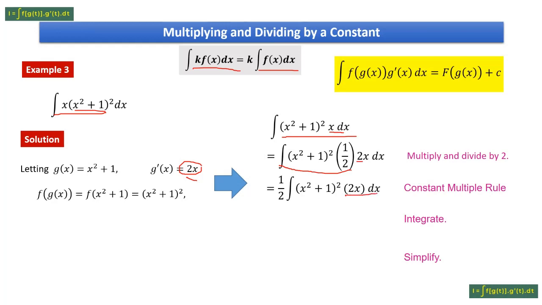So now we have a pattern that looks like this. Proceeding, we integrate and get this expression, and then we further simplify to get the final answer: 1/6 multiplied by (x squared plus 1) raised to the cube plus c. This one we just kick outside and multiply by this term, and we have 1/6.